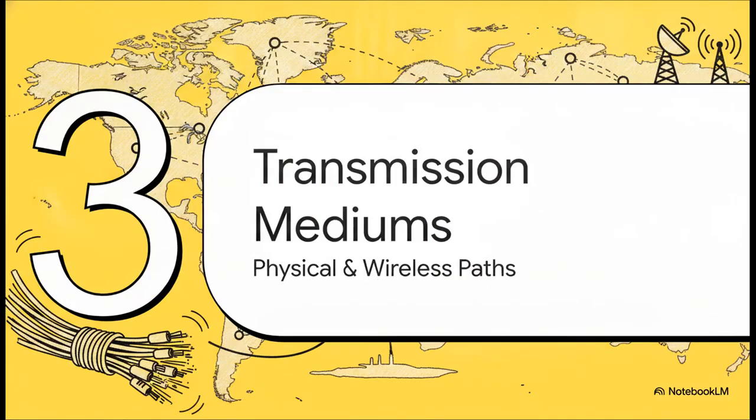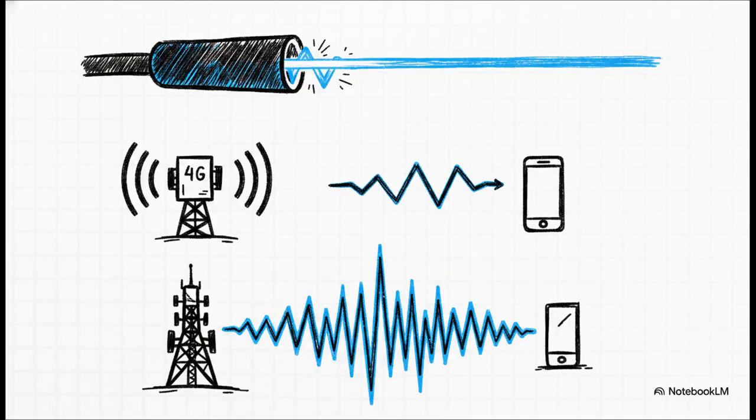Okay, layer 3, section 3, transmission mediums. We are looking at the actual physical and wireless paths now. We've packed our data, but what exactly is carrying these multiplexed signals across the globe? Let's look at the heavy hitters.